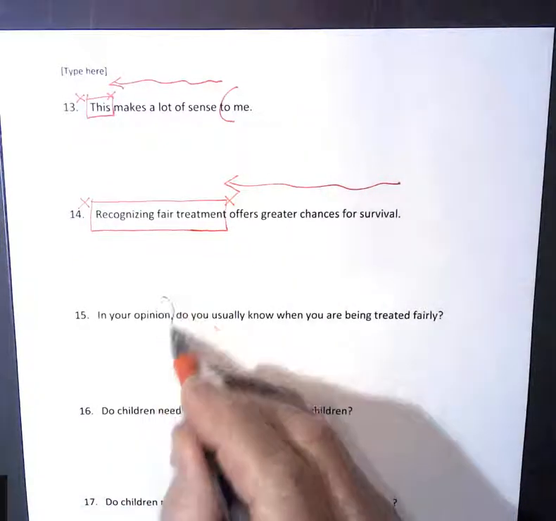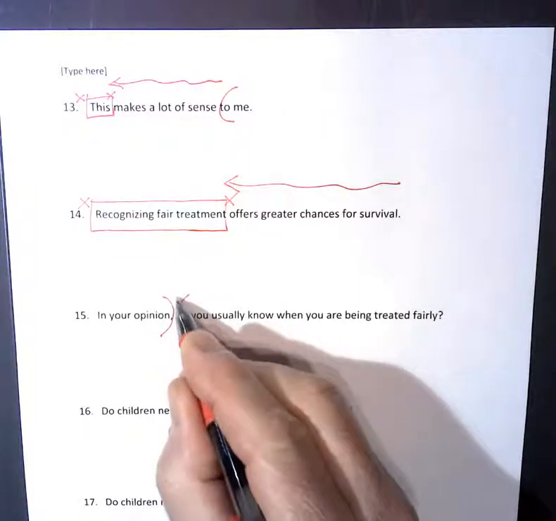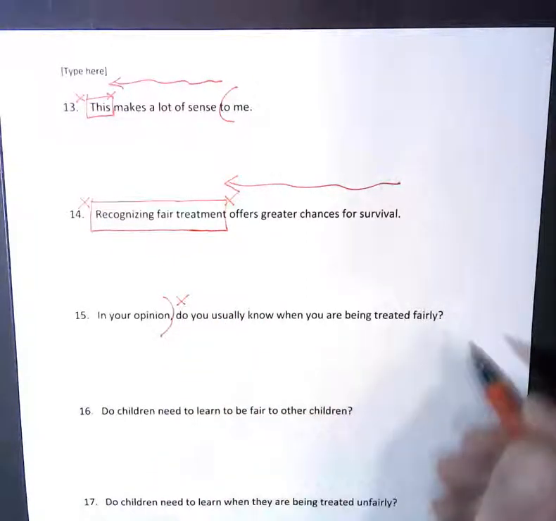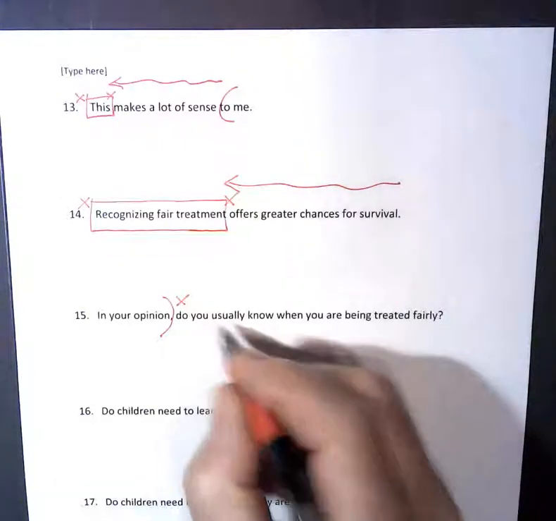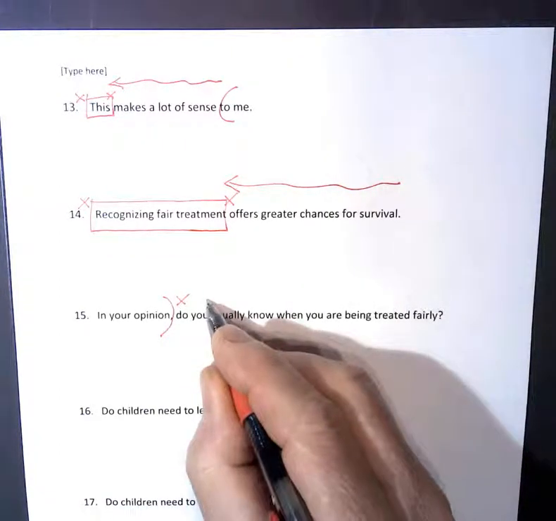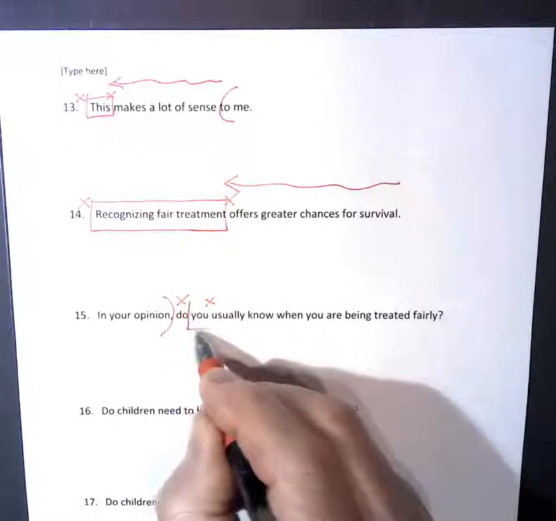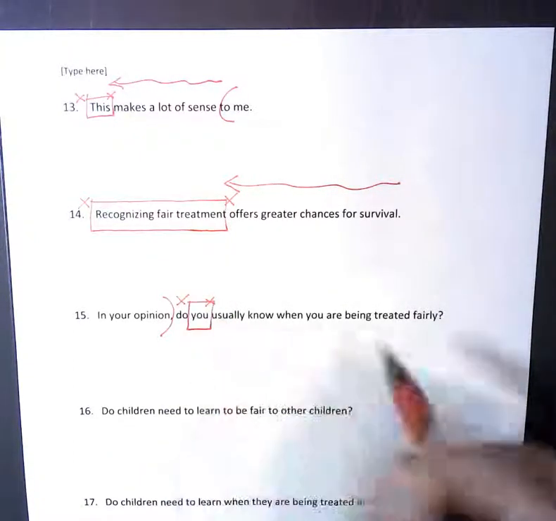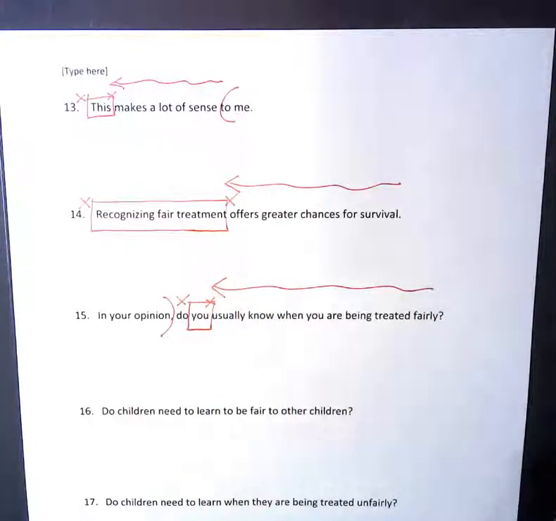In your opinion, do you usually know when you're being treated fairly? There's just one shifter. In your opinion, the X word is here in the front because we already have it changed into a yes or no question. But if I wanted to make it negative, I could say you do not usually know. You is the subject, and everything left is the predicate.